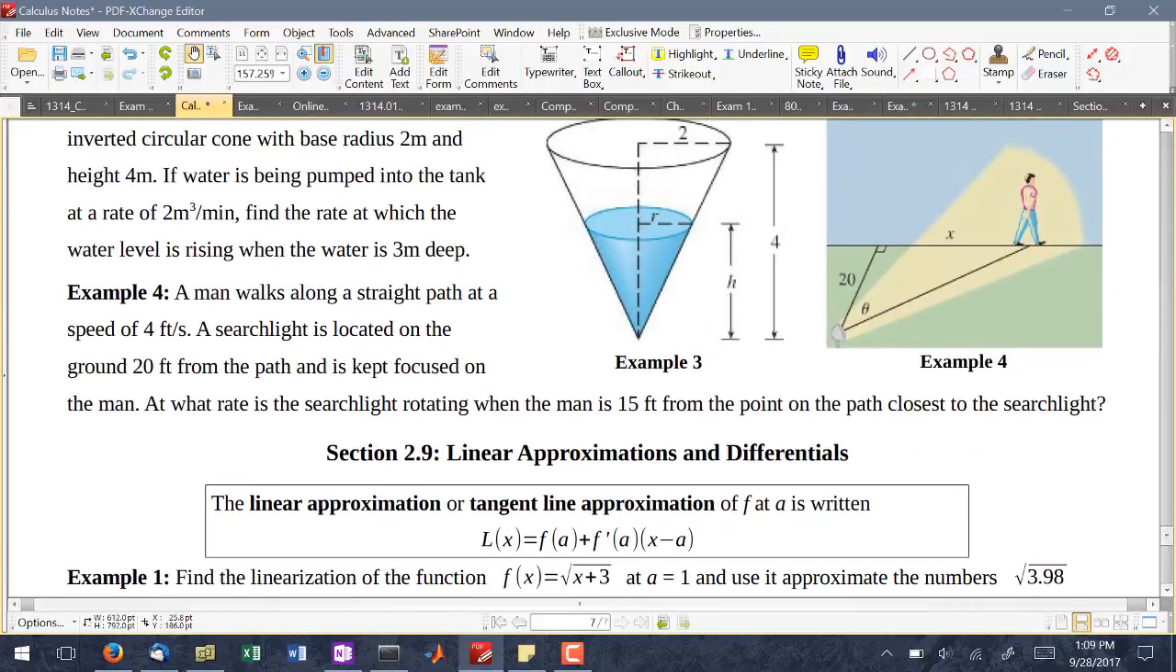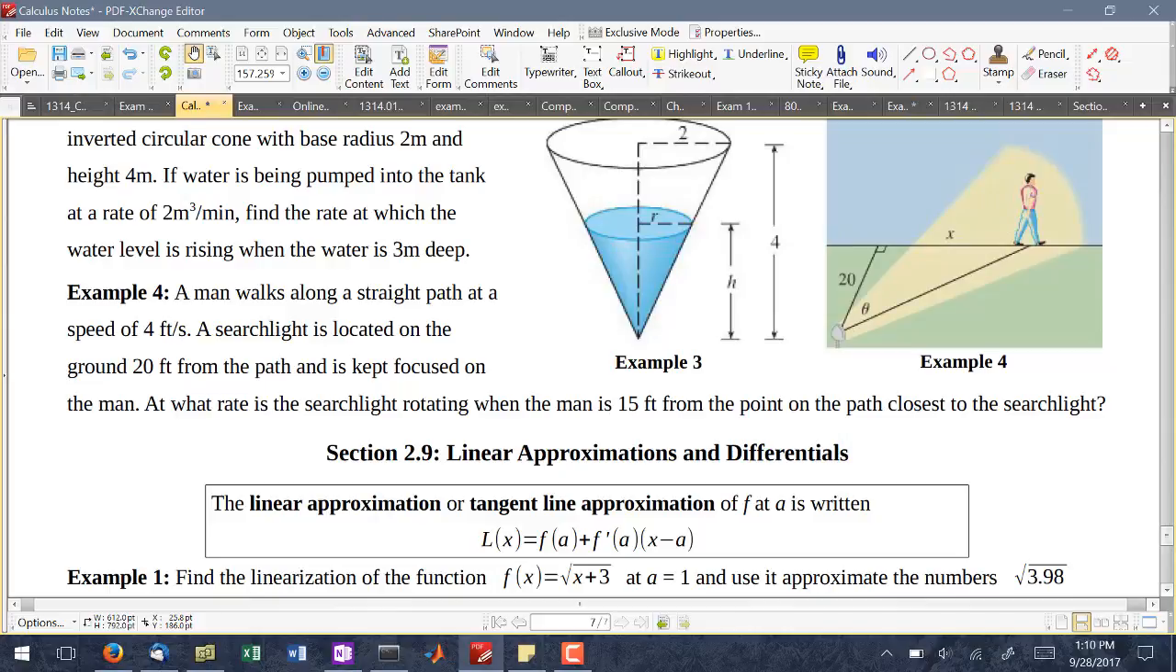So this one is a man walks along a straight path at a speed of 4 feet per second. So we know the rate at which he's traveling. A searchlight is located on the ground 20 feet from the path and is kept focused on the man. At what rate is the searchlight rotating when the man is 15 feet from the point on the path closest to the searchlight? So the picture's been set up for us really well here, okay? So here's your 20 feet, so that's the distance from the searchlight to the path he's walking along.